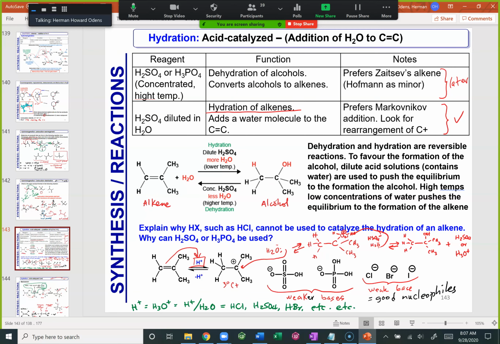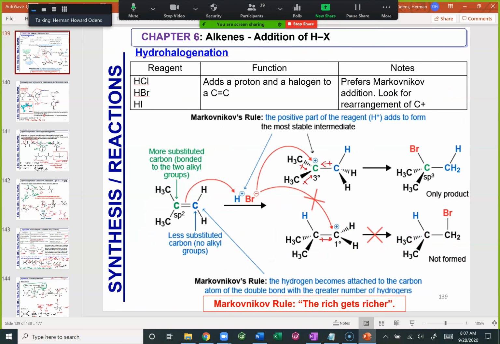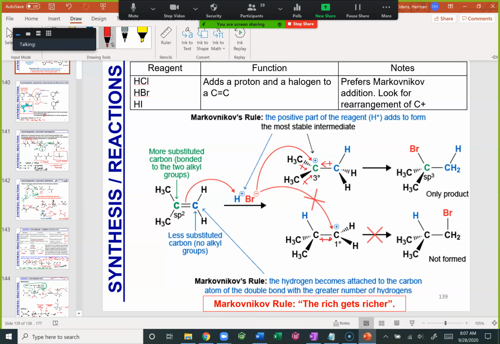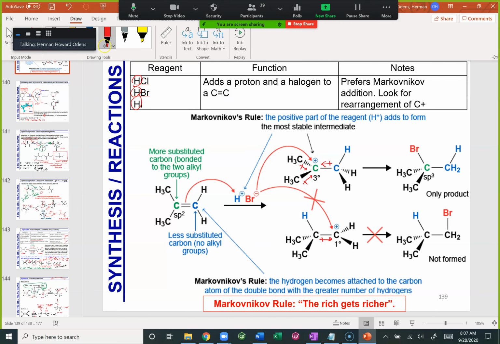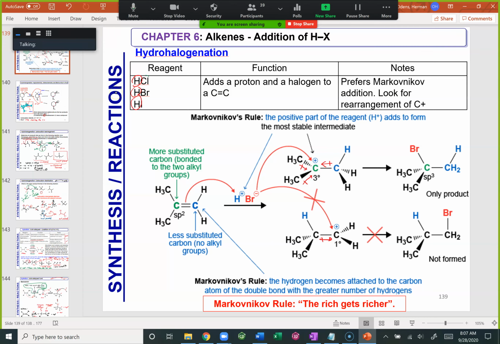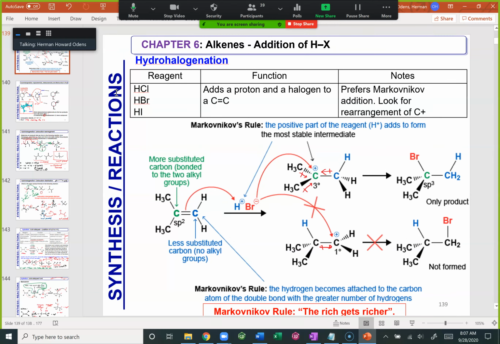Notice that first we have hydrohalogenation. So why is it called like that? Well, you have a hydro, you're adding a hydrogen and a halogen, and here you have it. Here's your hydrogens, and here are your halogens that you're putting in an alkene. All right, so this is the first type of reaction you have seen from chapter 6.